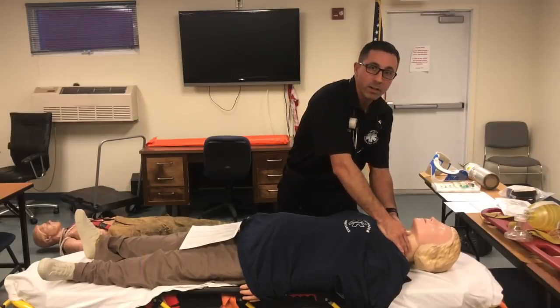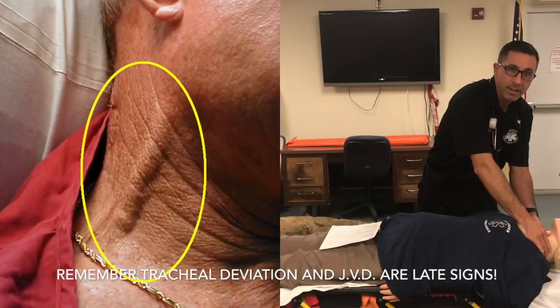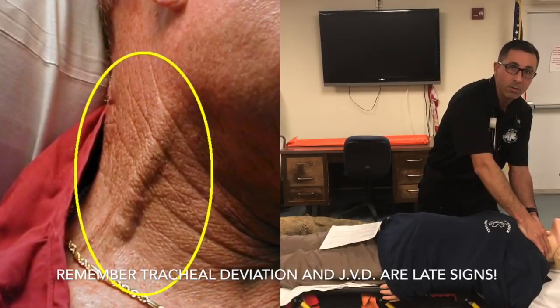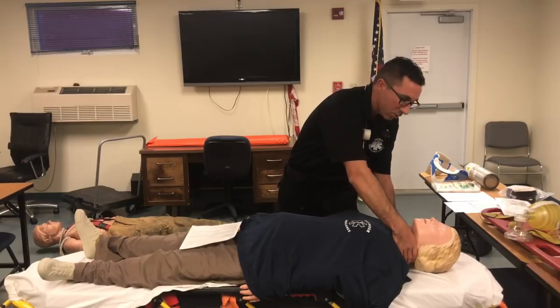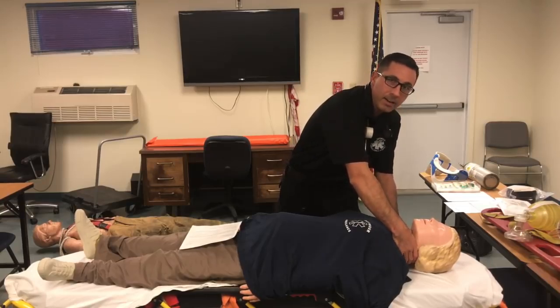We're going to look for jugular vein distension. Again, that can indicate that the patient has a pneumothorax. And we're also going to look for step-offs. So we're feeling behind the neck for any vertebrae that are out of alignment. That is what we're calling a step-off.